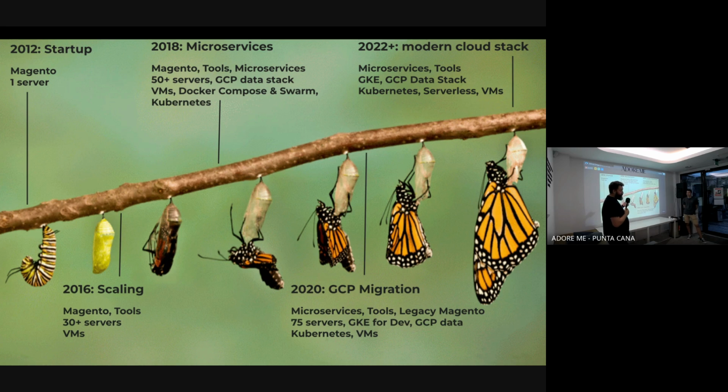By that point, we had migrated all our workload to Kubernetes. And right now we just have microservices, our homegrown tools, GKE, the data stack from Google Cloud, and we use Kubernetes for all our production workload. We use serverless for data, so cloud functions and cloud run and stuff like that. And we use VMs for stateful workloads like MySQL or Redis and so on. That's where we are.